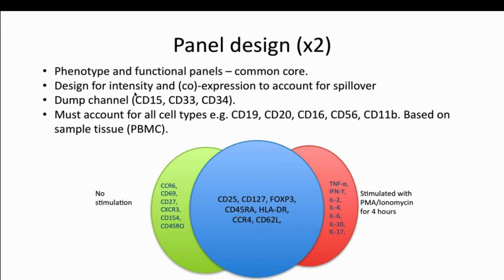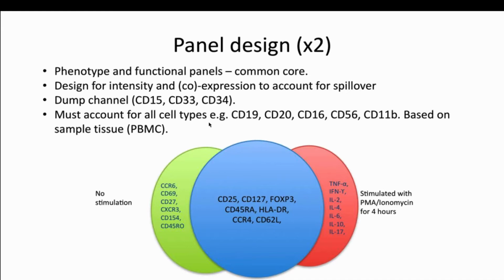We also used a dump channel. And you might think that when you're using CyTOF, you could get away without doing that, but it's a really handy way to lump together a few markers that you're just going to exclude. And also, we needed to account for all the cell types which are present in the sample. We're working with PBMCs here, so we needed to account for everything that's in there. We don't have, for example, a lymphocyte gate. And so we need to know what every cell that's in there is.